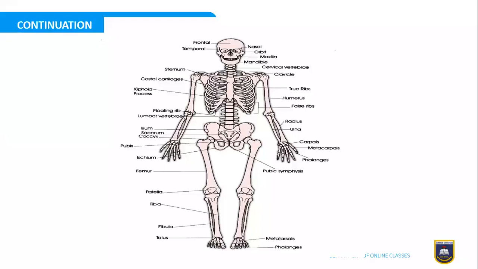Compare this, you are looking at your leg and your hand, the comparison. The bones that make up your palm are metacarpals. The bones that make up the foot are metatarsals. The bones of the ankle are called tarsals. The bones of your wrists are called carpals.